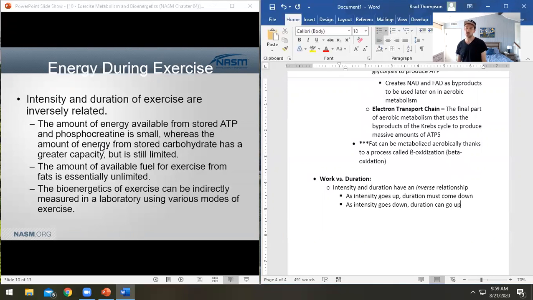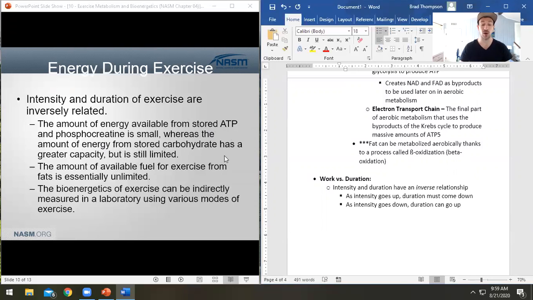So that is definitely something we see. If you try to do your 1 rep max, you're only going to be able to do 1 rep. That is a very short period of time. But if you lift at a lower percentage of your 1 rep max, you'll be able to keep going. The reason for this is the amount of energy available from stored ATP and phosphocreatine. The amount of energy from ATP-PC is really small. That's why it only lasts 6 to 10 seconds.